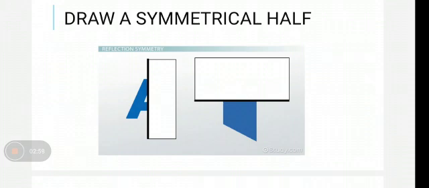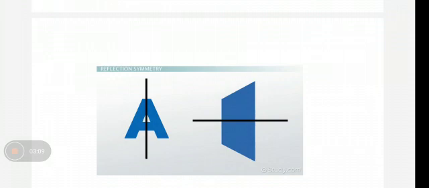For the first figure here, you can see it appears to be like an alphabet A. So when we complete it, the figure will look like this. And the second figure has a horizontal line of symmetry. One side, the lower side, is exactly a replica of the upper side. Similarly for alphabet A, the left side is exactly a replica of the other side.